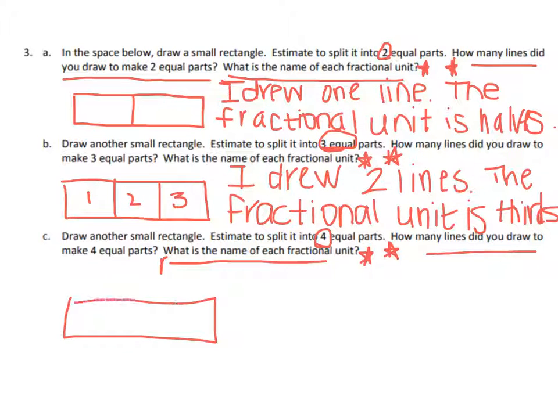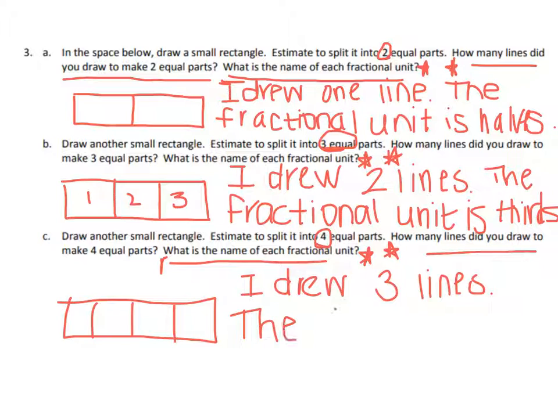So here's my rectangle, and I need to split it into 4 equal parts. So how many lines did we draw? So I drew 3 lines. The fractional unit is fourths.